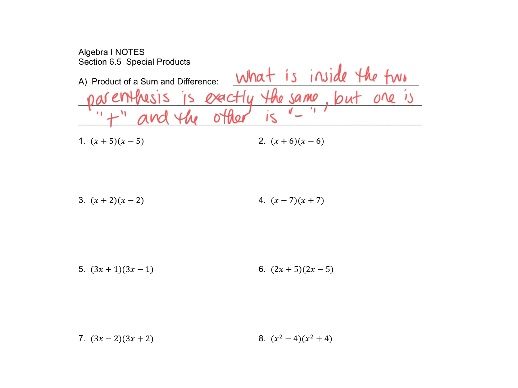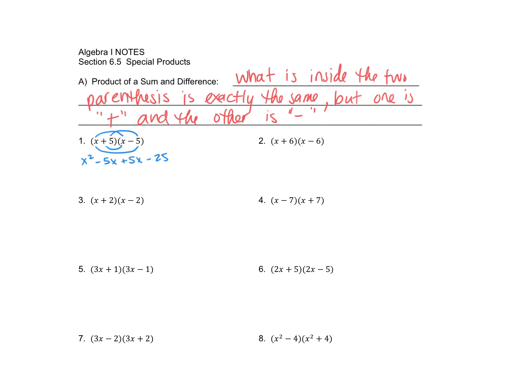If you look at numbers 1 through 8, every single set of parentheses is identical except one's got a plus, one's got a minus. So what happens whenever I multiply these out, remember this is what we practiced last class: x times x is x squared. X times negative 5 is minus 5x. 5 times x is plus 5x. 5 times negative 5 is minus 25.